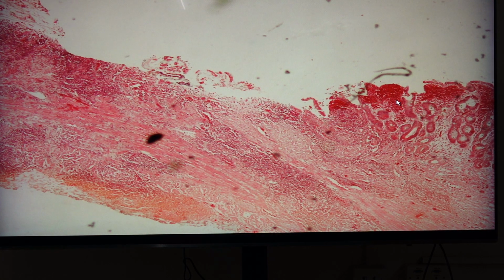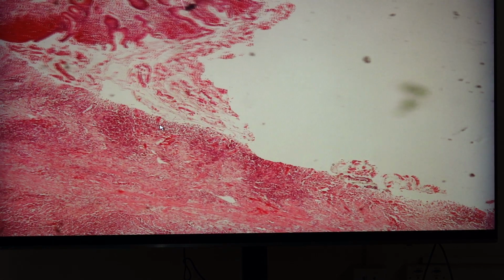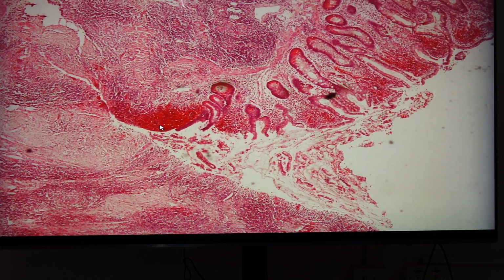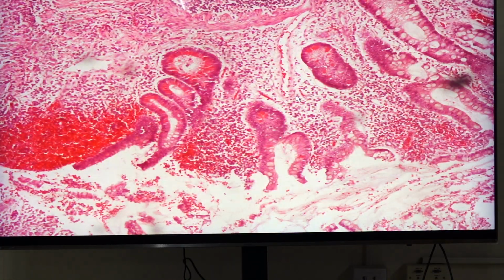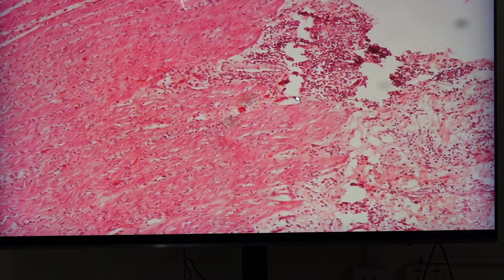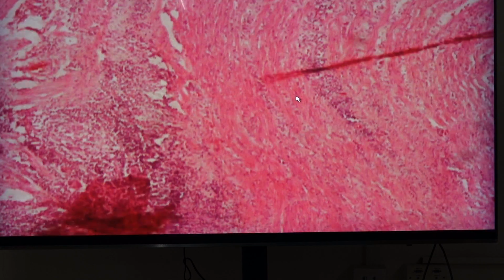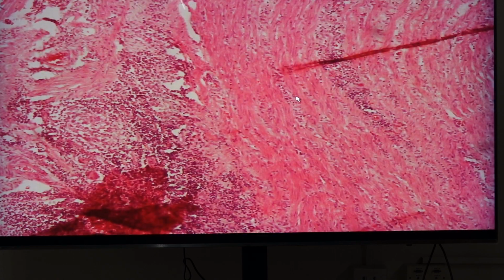Here, this would be the mucosa muscularis and then the submucosa muscularis. There's an ulcer here, okay, replaced by granulation tissue. And then here we have inflammation of the mucosa. Here, a lot of inflammatory cells. Submucosa, and it goes into the muscularis propria. So it presents with a transmural type of inflammation.